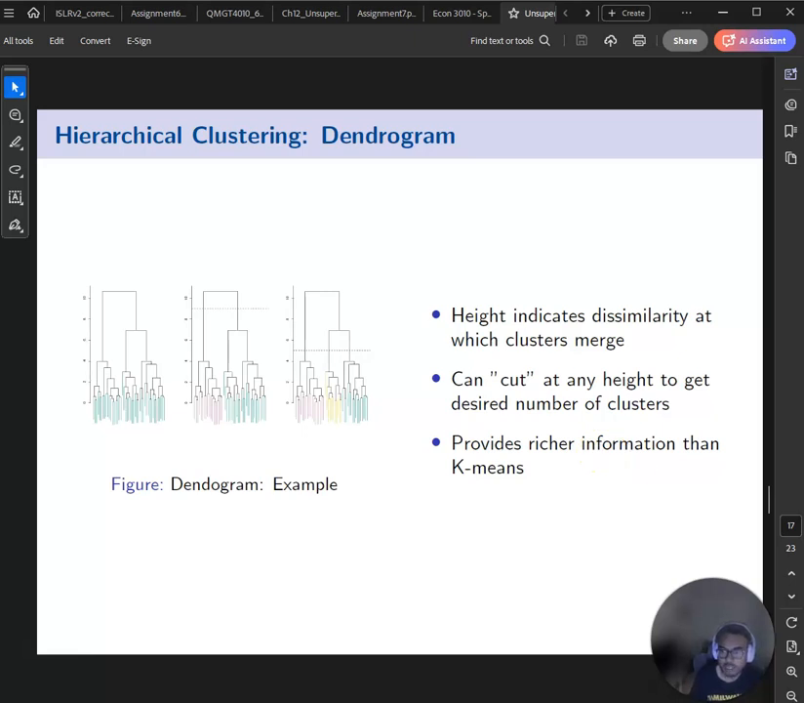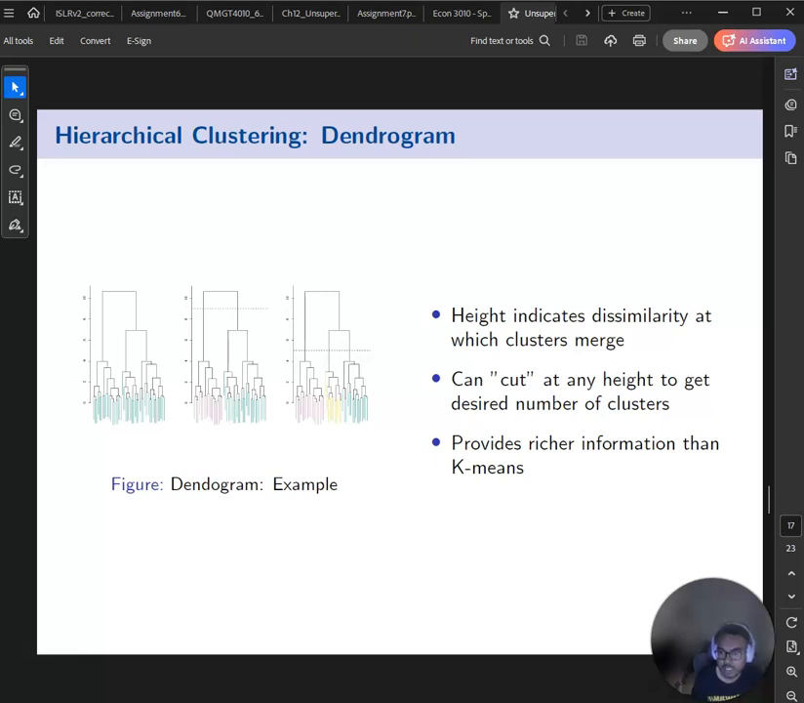And here is what a typical dendrogram looks like. This visualization is one of the most valuable aspects of this method. In a dendrogram, each vertical line represents a cluster and horizontal lines connect clusters that get merged. The height of these horizontal connections is crucial. It indicates the dissimilarity at which clusters merge. Higher connections mean merged clusters are more dissimilar to each other.